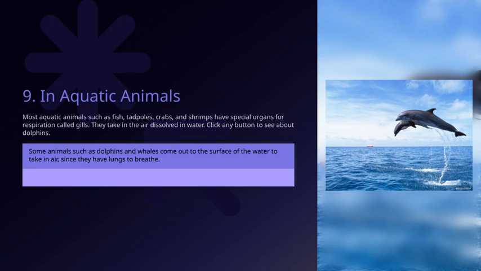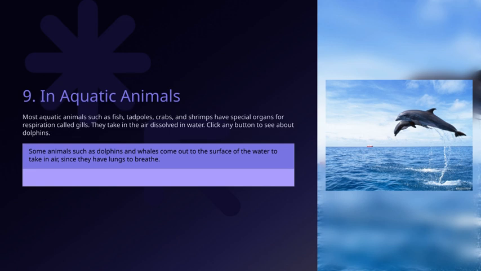Most aquatic animals, however, like fish, tadpoles, crabs, and shrimps, have developed a different solution. They use specialized organs called gills, which are incredibly efficient at extracting oxygen from water. When water passes over their gills, oxygen dissolves into their bloodstream, allowing them to breathe underwater.